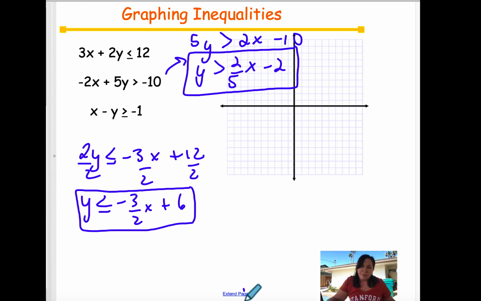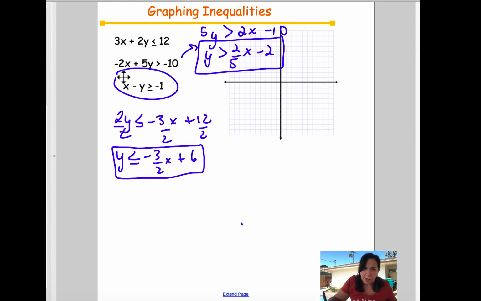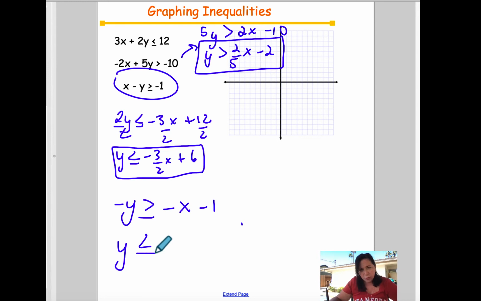And then for my third equation, I have negative y is greater than or equal to negative x minus 1, or y is less than or equal to, meaning change the sign to the opposite, positive x plus 1.